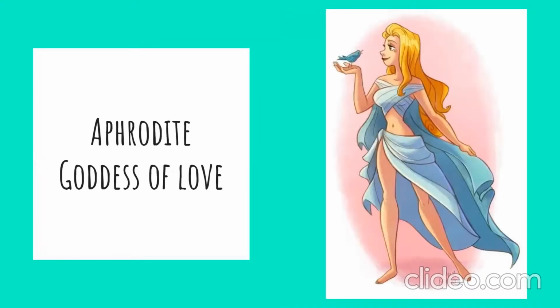Next, we have Aphrodite. Aphrodite is the goddess of love and beauty. So as you can see, her symbol is that of a bird, and she looks extremely beautiful.